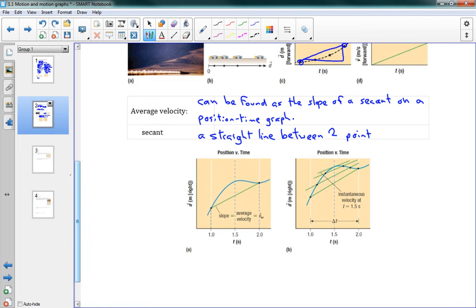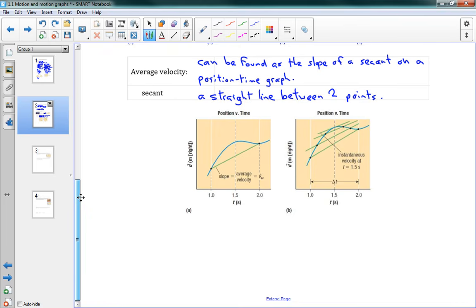So we'll look at that again below. You see that we have this very changing position. We don't need to worry about those details. All we want for the average is to look at the start, look at the finish, and we draw our secant, a straight line. And to get the average velocity there, we just take the slope of that line. So that's rise over run. That gives us our average velocity.